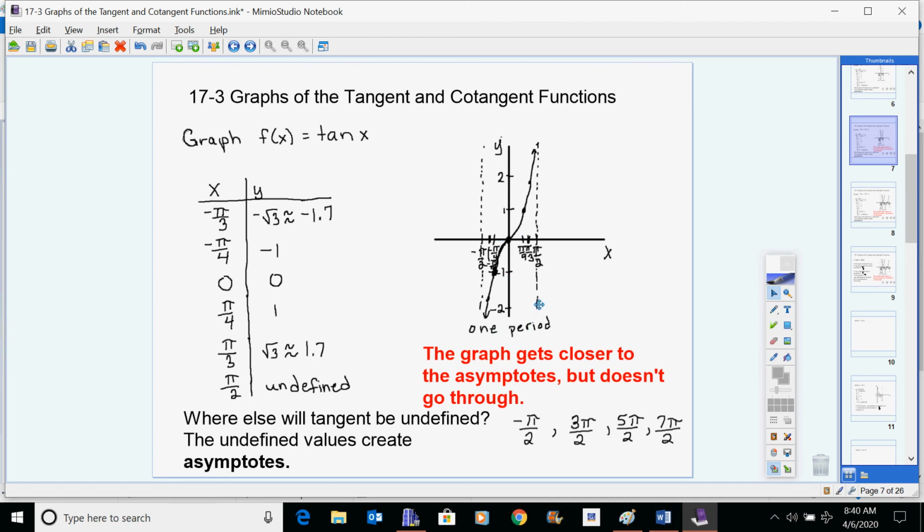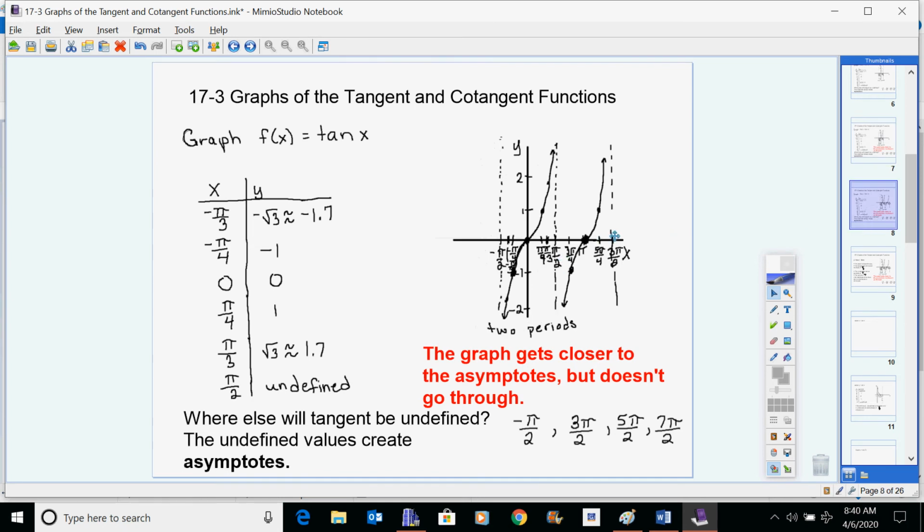Just like those were important points in sine and cosine, those points are going to be important. This pi over 3 and the negative pi over 3, I'm not specifically going to be looking for them, but I just wanted to show you a single period with a little bit more detail to start with. Okay, so you're getting the idea of where these things come from.